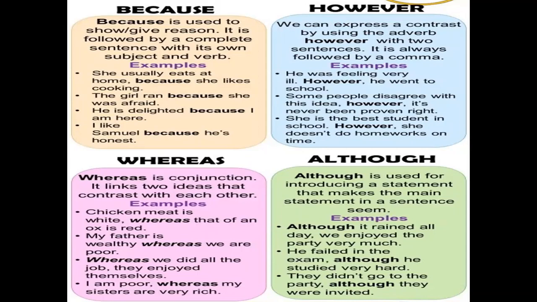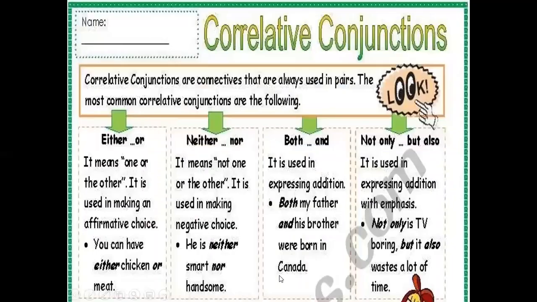Whereas is used to link two ideas that contrast with each other. For example, my father is wealthy, whereas we are poor. So wealthy and poor are opposite to each other. Although is used for introducing a statement that makes the main statement in a sentence seem surprising. Although it rained all day, we enjoyed the party very much. Okay, so now we'll just study correlative conjunctions.